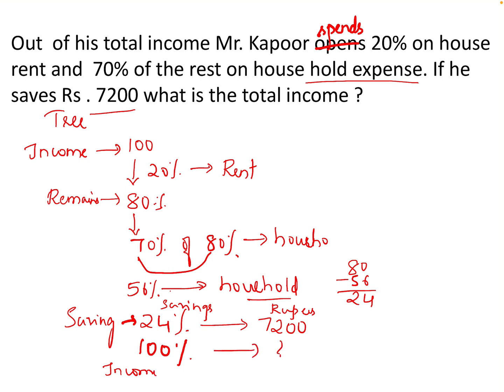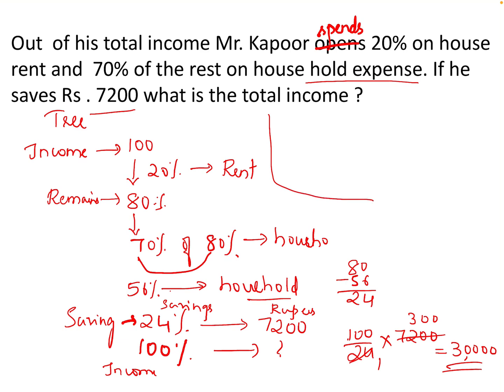So 100 by 24 into 7,200. 24 ones are 24, 3 twenty-fours are 72, and these two zeros as they are. So 300 into 100 will be 30,000. So 30,000 is his income. So this was the tree method. Now the advanced method, we will see how we can solve it in just one step.